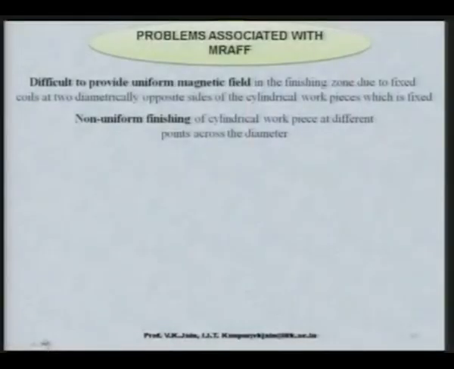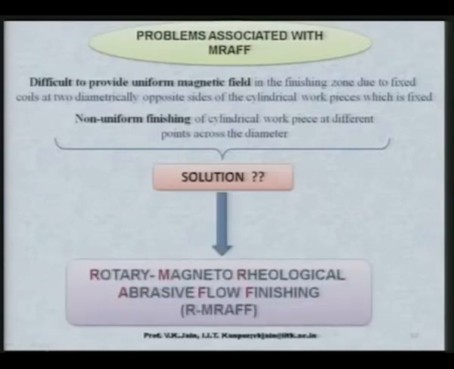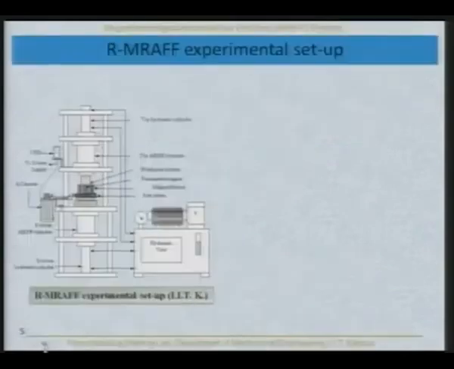So, to overcome these problems, we modified this particular process. We thought what should be the solution. So, what we did was modify this magnetorheological abrasive flow finishing process into the rotary magnetorheological abrasive flow finishing process, as I will show you in the following slide. Now, you can see here on the left side, the rest of the setup remains the same as I discussed earlier, but here is the set of magnets, and these magnets are fixed in a fixture, and that fixture is rotated with the help of an AC motor.